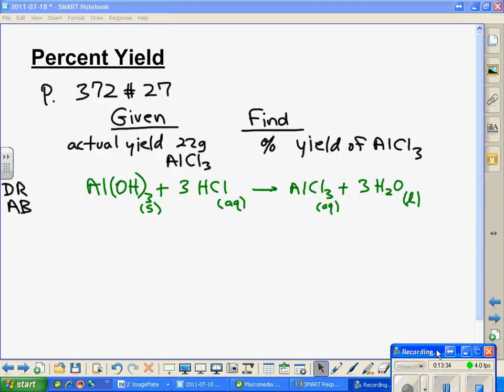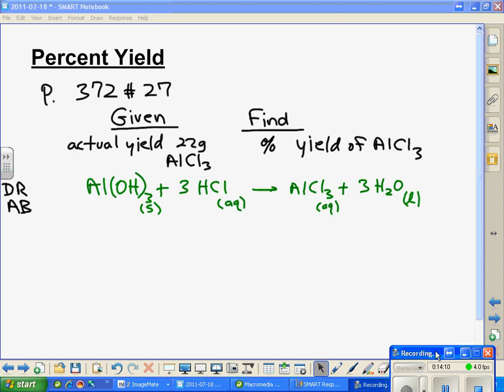Okay, we're working on a homework problem from tonight's homework and trying to figure out how to do a percent yield problem. What I've written on the smartboard so far is the given and the find, and I've included the actual balanced equation. Now, in this problem, we're finding out something that you probably didn't have any clue about before, and that is reactions hardly ever go 100%.